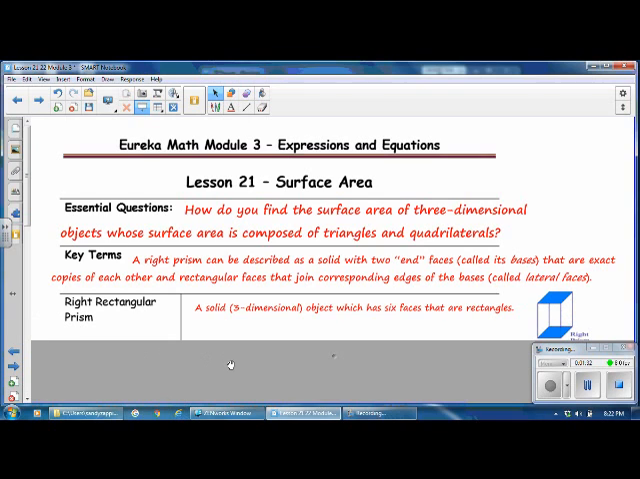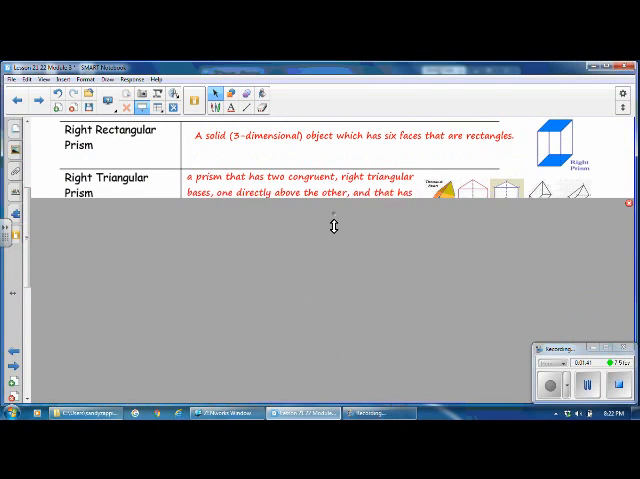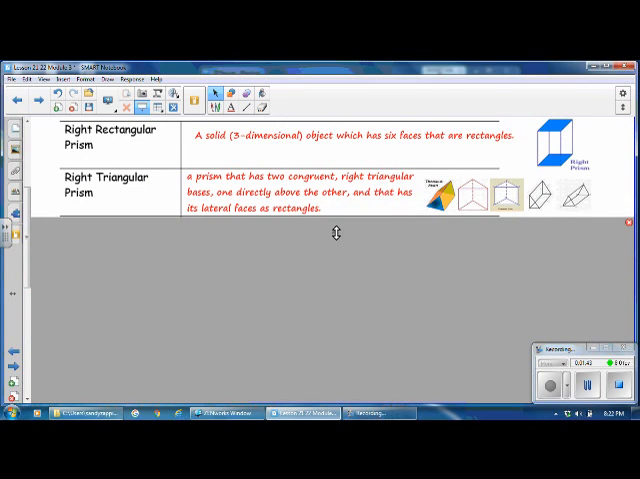A right rectangular prism is a solid, three-dimensional object which has 6 faces that are rectangles. A right triangular prism is a prism that has 2 congruent right triangular bases, one directly above the other, and has its lateral faces as rectangles. So this is a prism. It has 2 congruent right triangular bases, one directly above the other, and the lateral faces are rectangles. We have a rectangle on the left, a rectangle on the right, and a rectangle in the front, and those are called the lateral faces.